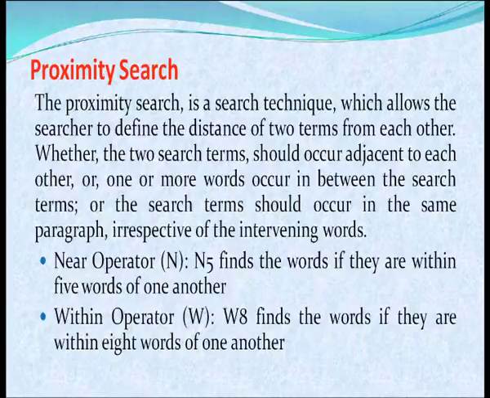Proximity search is a search technique which allows the searcher to define the distance between two words, two terms, from each other: whether the two search terms should occur adjacent to each other, or one or more words occur in between the search terms, or the search terms should occur in the same paragraph irrespective of the intervening words. Like the near operator, we say N5, which finds the words if they are within 5 words of one another. Then the within operator, W8, finds the words if they are within 8 words from one another.